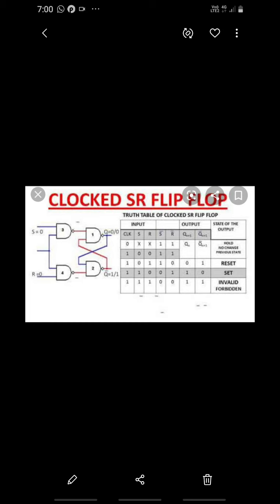And when applying clock is 1 and S and R is 1, 1, then S bar R bar is equal to 0, 0, and Q and Q bar are 1, 1, and it is invalid, forbidden, or invalid state, means it is not a defined state.